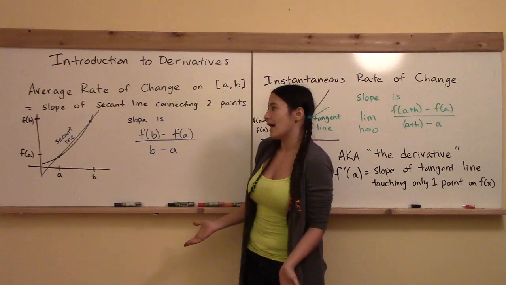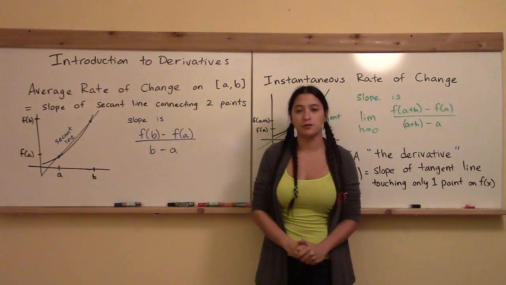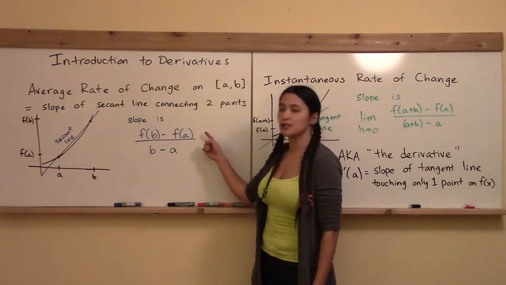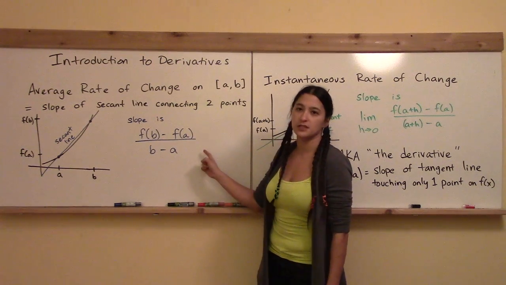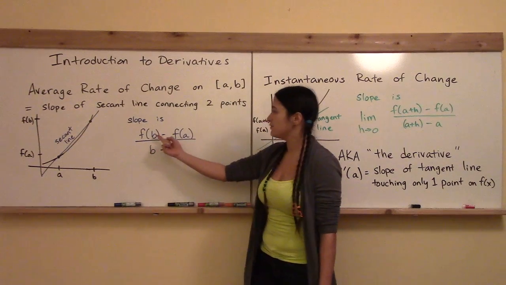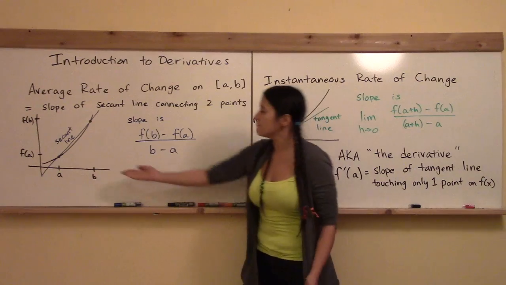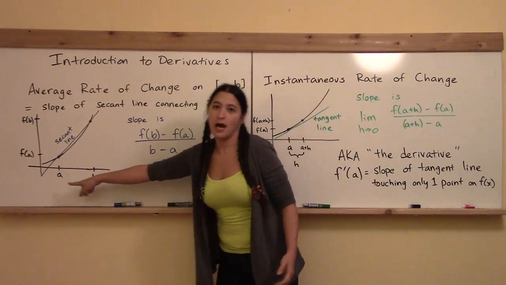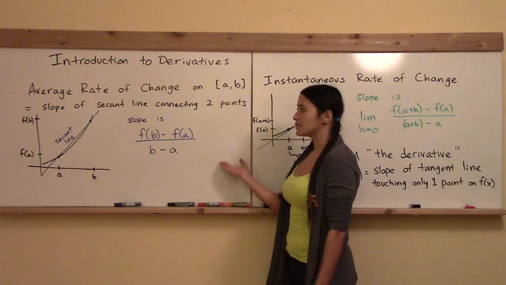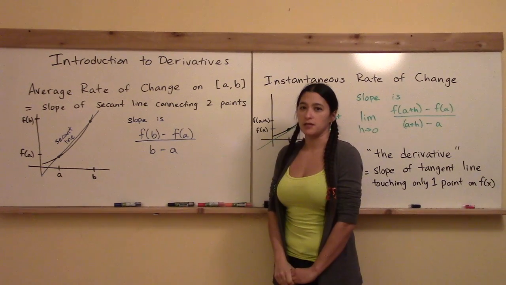In order to get the average, we'll just draw a line between those 2 points, and then calculate its slope in the normal manner. Remember that the slope is the difference in the rise over the difference in the run. The 2 rises are f of a and f of b, so the difference on the top is f of b minus f of a. The difference in the run is how much I went over, so that's b minus a. This fraction gives us the slope of the blue line, and that's what we call the average rate of change.